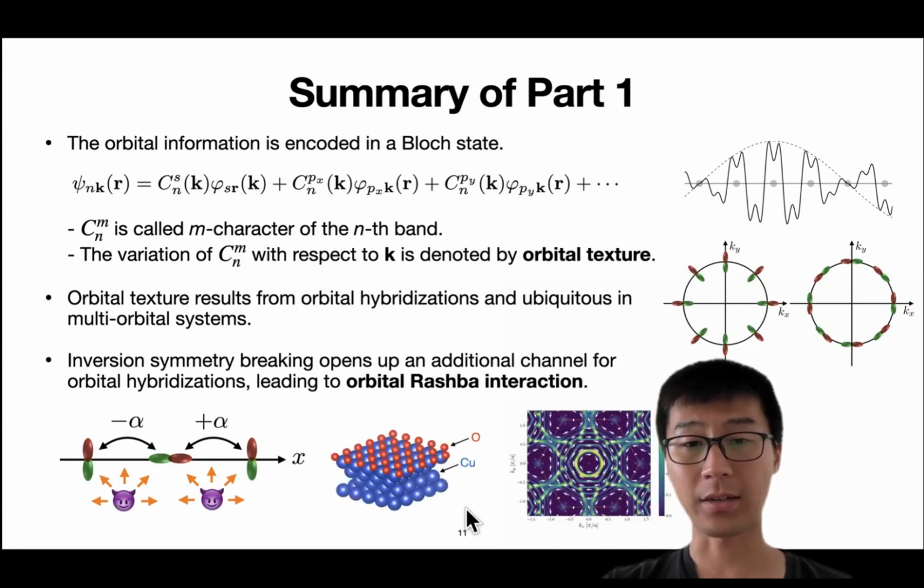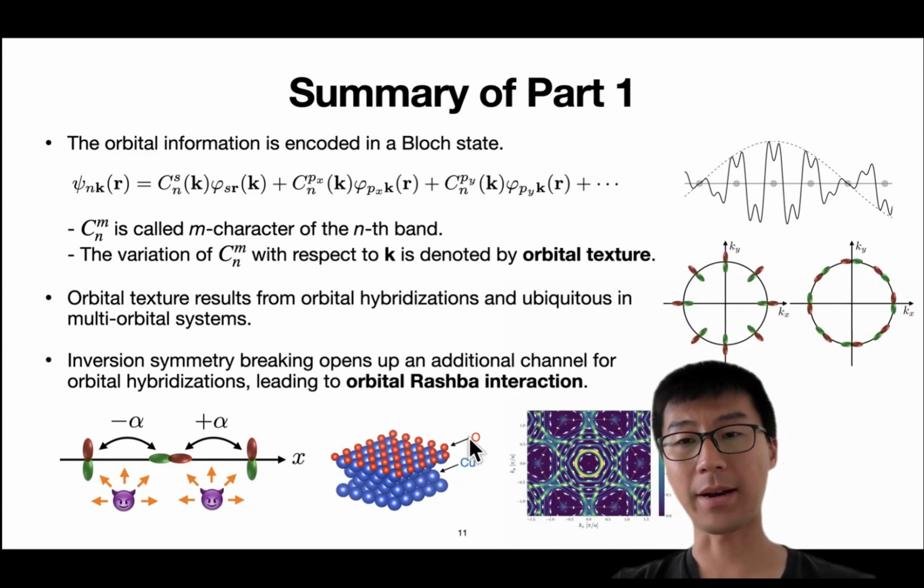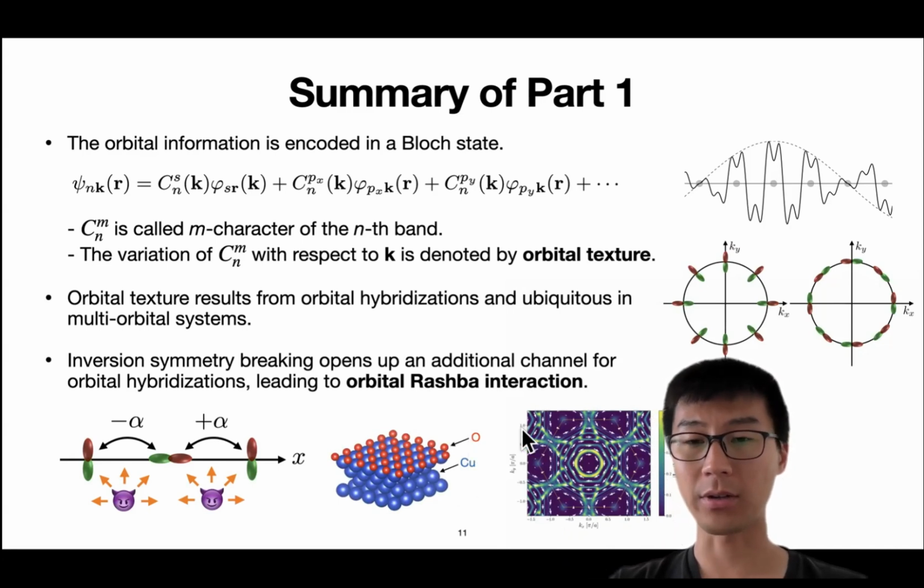And for example, when the inversion symmetry is broken like this, by the corrugated structure of oxygen on top of copper, you can have a very strong orbital texture. So that's it for the first part.